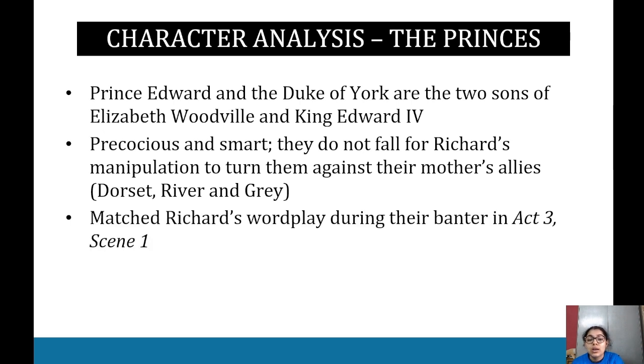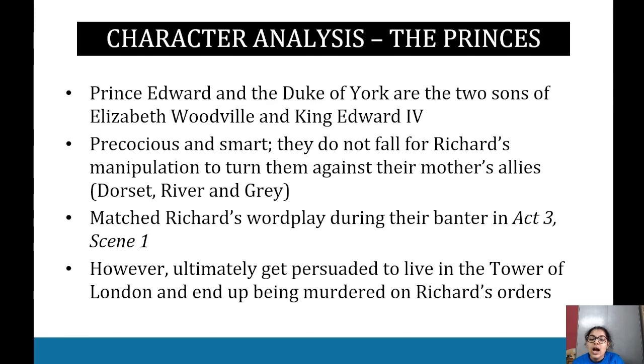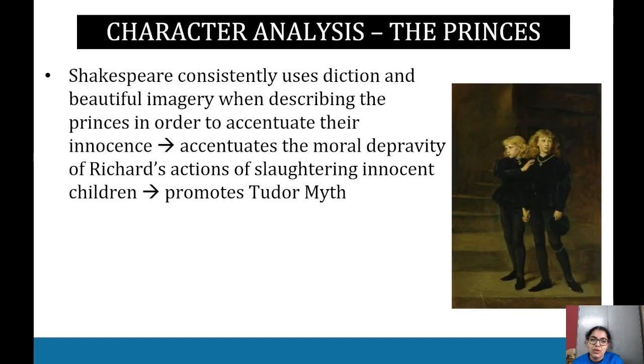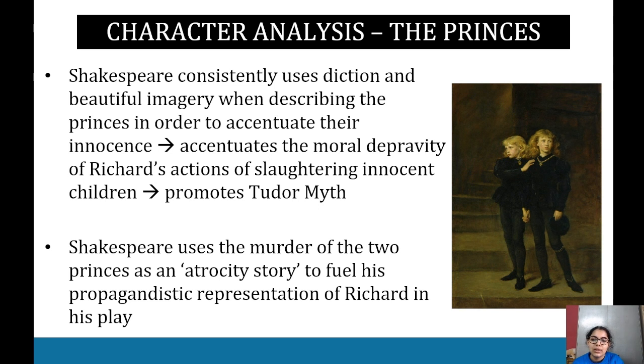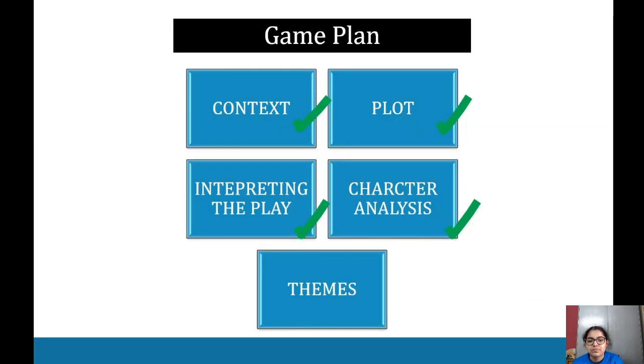They match Richard's wordplay during their banter in Act 3, Scene 1. However, they ultimately get persuaded to live in the Tower of London, and they end up being murdered on Richard's orders. Shakespeare consistently uses diction and beautiful imagery when describing the princes in order to accentuate their innocence, which accentuates the moral depravity of Richard's actions of slaughtering innocent children. So that again promotes Tudor myth. Shakespeare uses the murder of the two princes as an atrocity story to fuel his propagandist reputation of Richard.